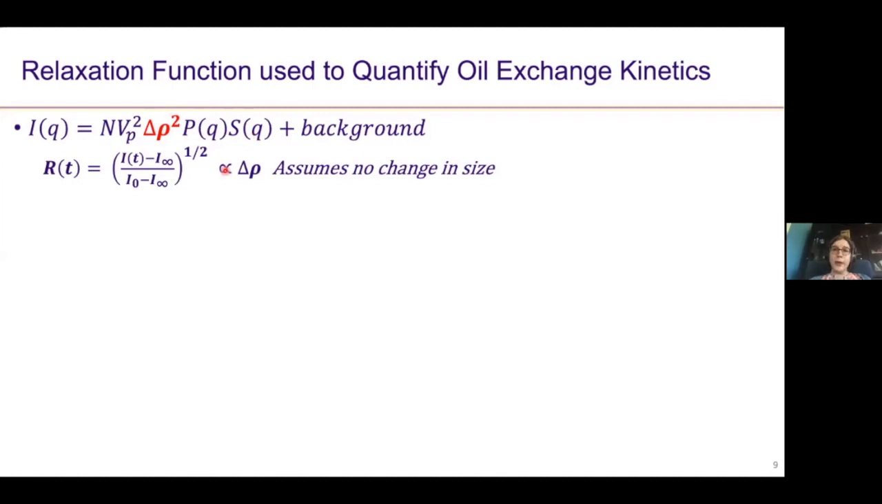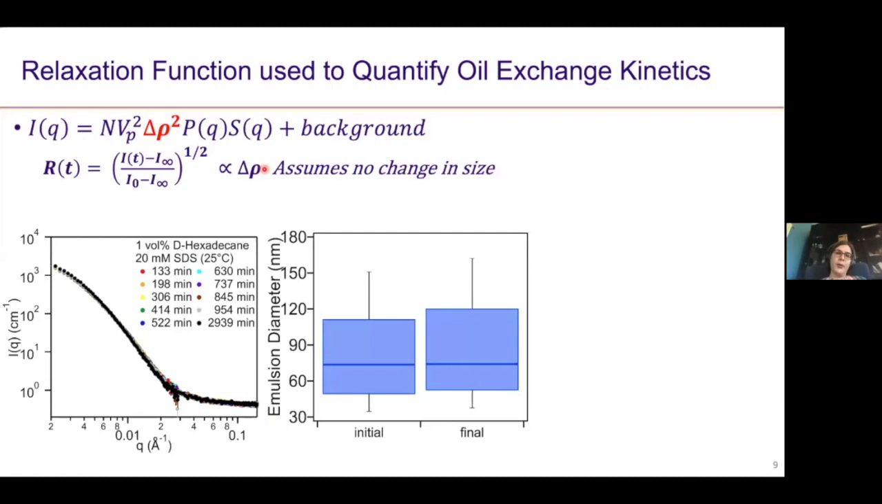So if we assume this, then we can actually use this relaxation function that is defined as the intensity at any given time minus the intensity at infinite time. This would be, in our case, the intensity after we intentionally mix the samples. That would be the equivalent of waiting infinite time. Divided by the intensity at time zero minus the intensity at infinite time. And if you take the square root of this, this should be proportional to the change in the scattering length density, which is proportional to the exchange rate or the composition change in the samples as a function of time.